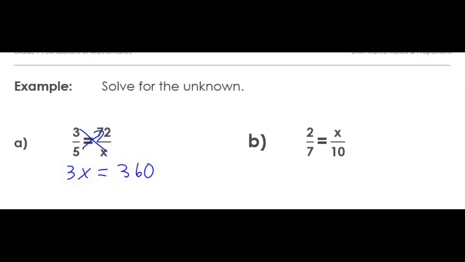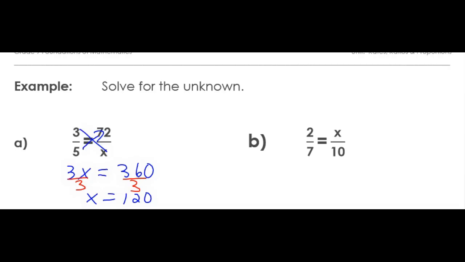So to solve for x, I'm going to divide by 3 on each side. And that gives me that the value of x is 120. So, that's a proportion or an equation that can be solved by cross-multiplying, it's not a problem. The value of x doesn't really mean anything in this situation until I decide that it does. All right, on to the next question.